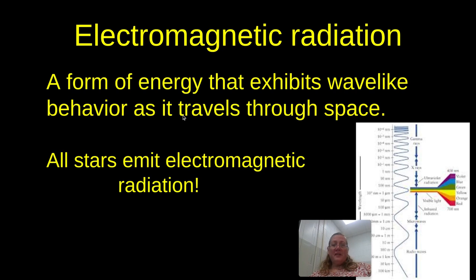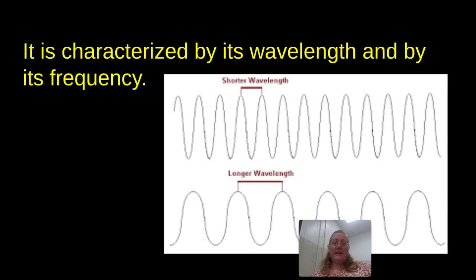Okay, so this is a wave of energy that exhibits wave like behavior as it travels through space, which is why we're seeing it as a wave here. All stars emit electromagnetic radiation. This is how we study the stars to a large extent. It's characterized by wavelength and frequency.